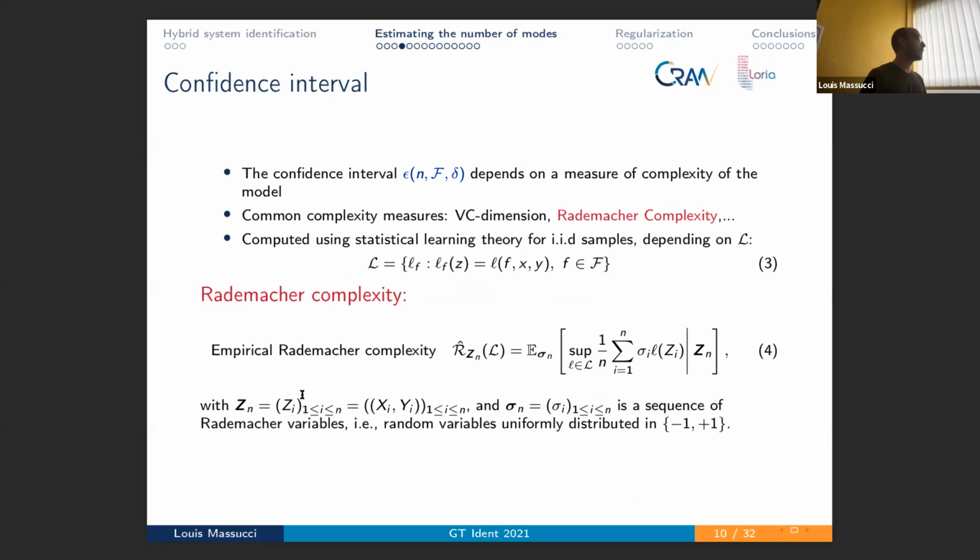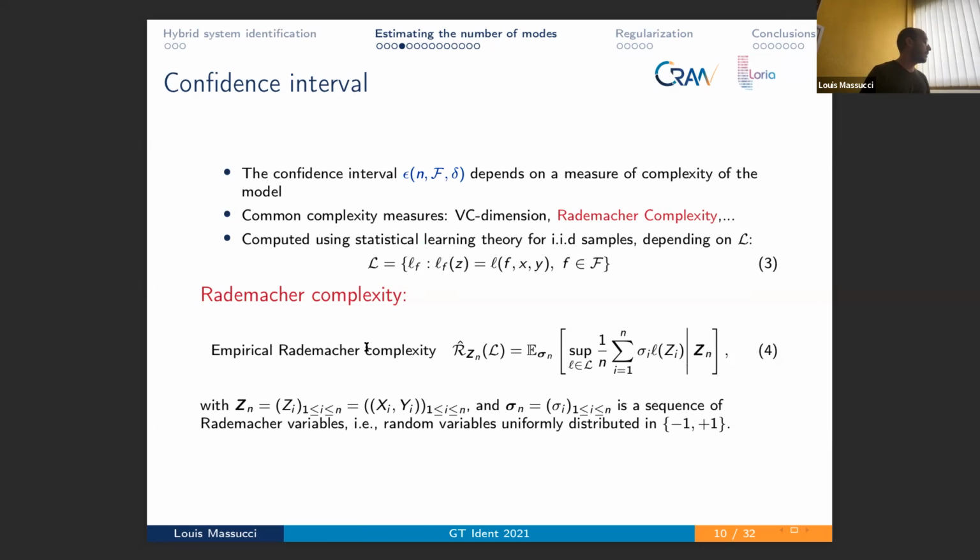There exist common complexity measures such as VC dimension and Rademacher complexity. These measures are computed using statistical learning theory under the IID assumption on the samples, IID for independent and identically distributed samples. And they depend on the loss class of functions defined as follows. Here the bounds that we will derive are made according to the Rademacher complexity decomposition. So we will use Rademacher complexity.